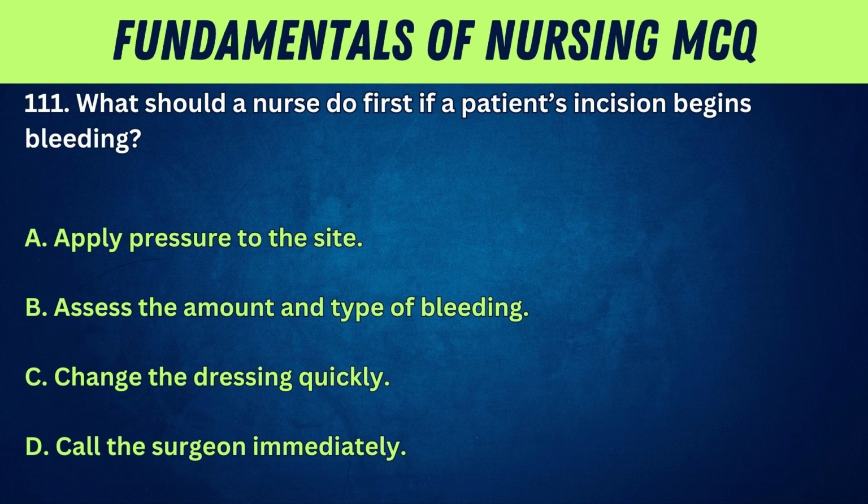111. What should a nurse do first if a patient's incision begins bleeding? A. Apply pressure to the site. B. Assess the amount and type of bleeding. C. Change the dressing quickly. D. Call the surgeon immediately.